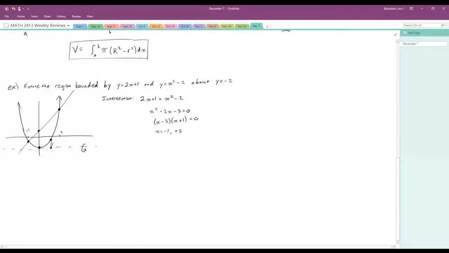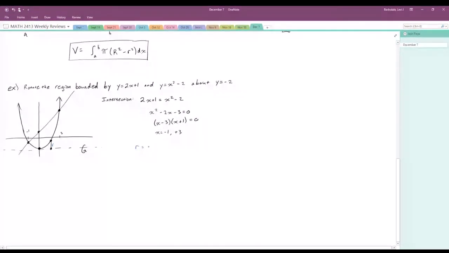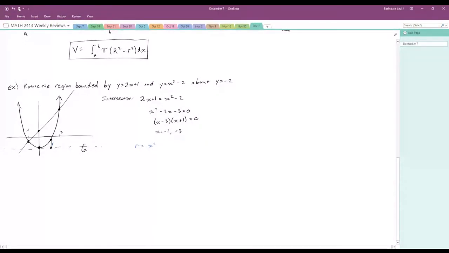And I can find the distance from this y equals -2 line to y equals x squared minus 2 just by taking the top and subtracting the bottom. Let me double check that really quick. Yep. So I take my top function. The one on top is x squared minus 2.